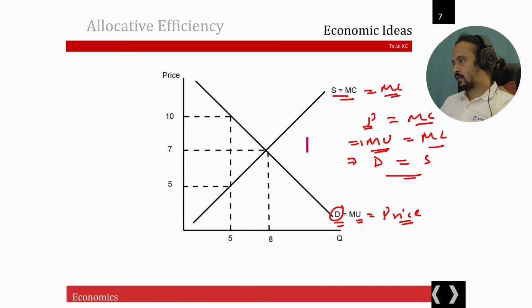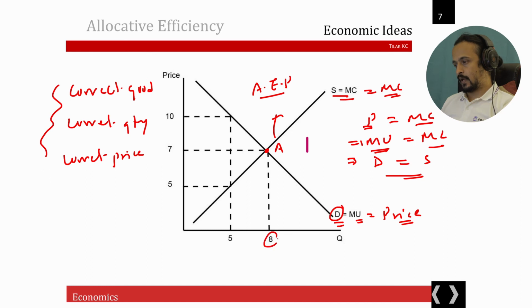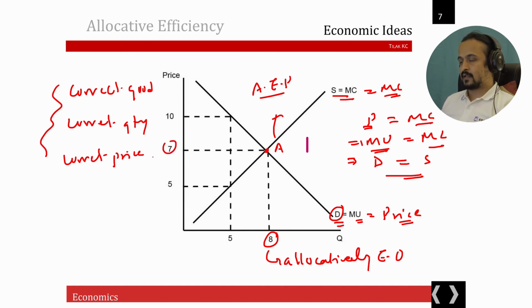So in the simplest sense, the market mechanism at which demand equals supply is often the allocatively efficient point, because this is the point at which the correct good is produced at the correct quantity and the correct price is charged. So these three dimensions are met. If you look at this point A, this is the allocatively efficient point, and this output 8 is the allocatively efficient output. And this price 7 is the correct price, or allocatively efficient price.